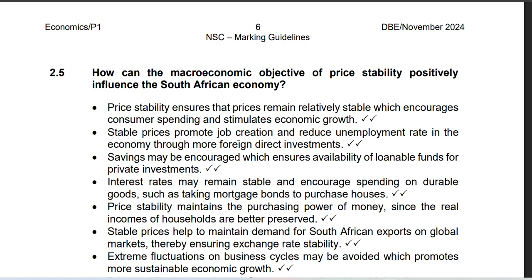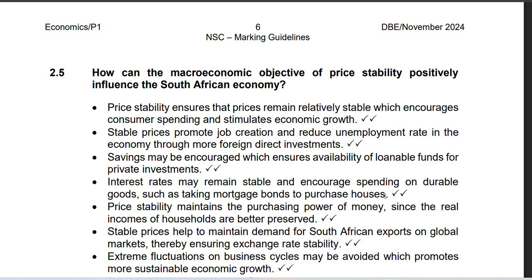Stable prices promote job creation and reduce the unemployment rate in the economy through more foreign direct investment. So what happens if the investors know that if they come to South Africa to buy pens, they will need 100 rand, every time they come? They are able to understand what they need to add to the cost price of the pen to make the desired profit. At any point, they know that when they come to South Africa to buy those pens, they will be selling at a price that would attract a certain level of profit. Therefore, that will attract foreign investment. However, it is very important to understand that if they come back and find the pens are 120, they are not going to buy those pens, and that will chase away the foreigners. Saving may be encouraged, which ensures availability of loanable funds for private investment.